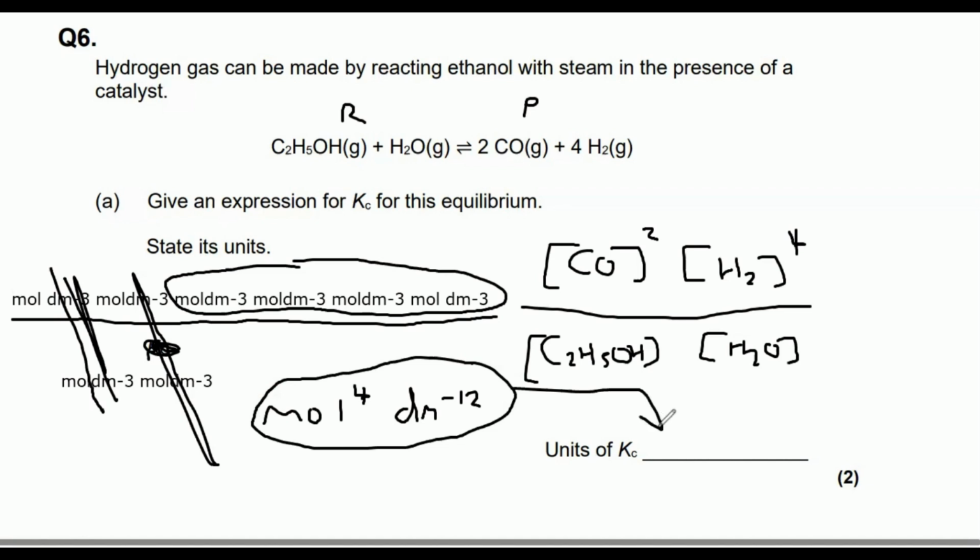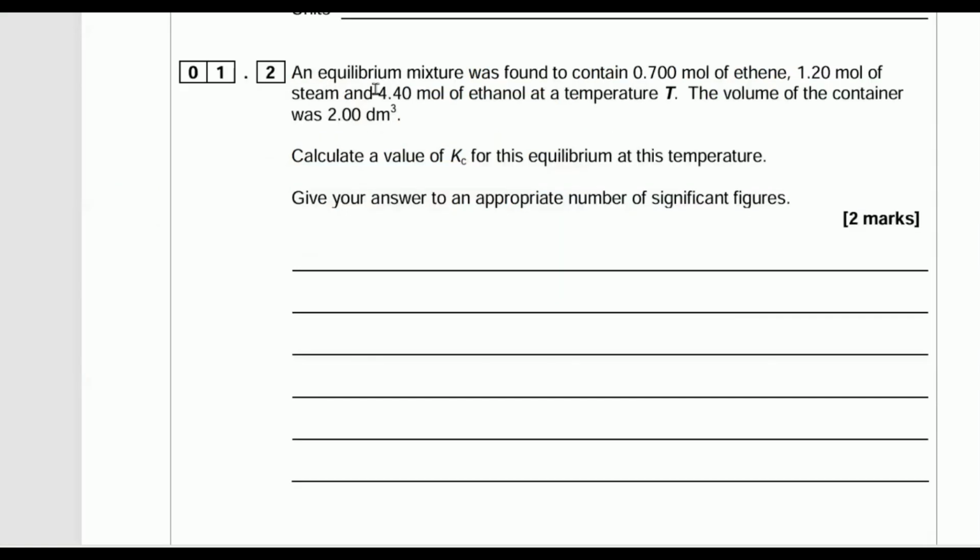Right, let's get back to the original question we were looking at. It says an equilibrium mixture was found to contain 0.7 mole of ethene, 1.2 mole of steam, and 4.4 moles of ethanol at temperature T. The volume of the container was 2 decimeters cubed. Calculate a value of Kc for this equilibrium at this temperature. Give your answer to the appropriate number of significant figures.